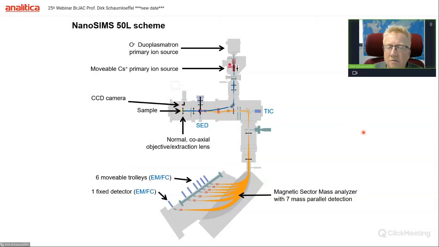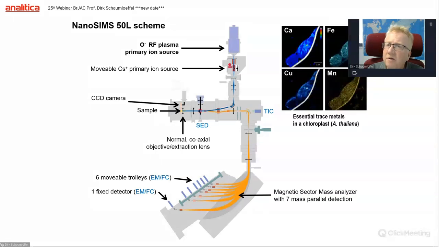It's quite a complex instrument, in fact, and then sent to the mass analyzer, separated according to their mass to charge ratio. And then we have here 7 detectors, 1 fixed and movable detectors to select the masses we want to analyze. And we replaced here the duoplasmatron ion source by this radio frequency plasma primary ion source, to achieve really high resolution images of trace elements.